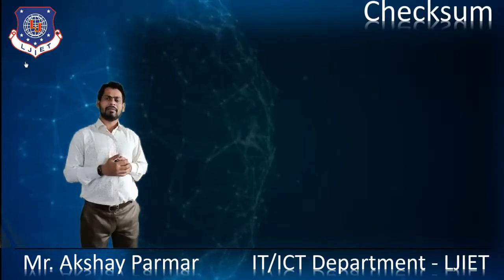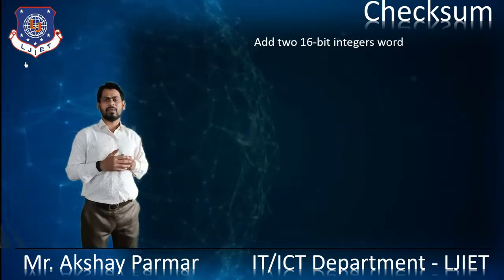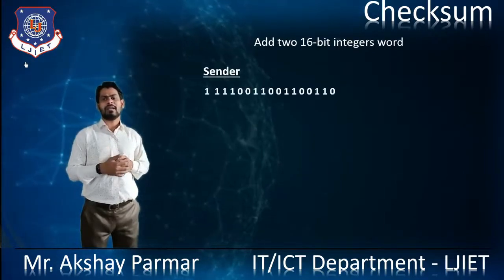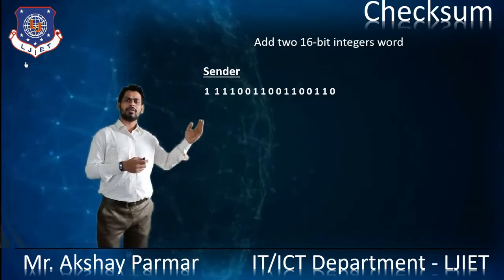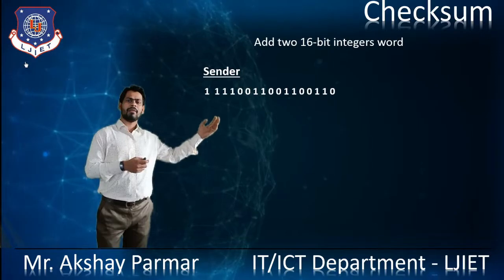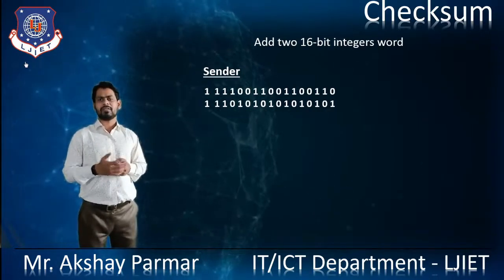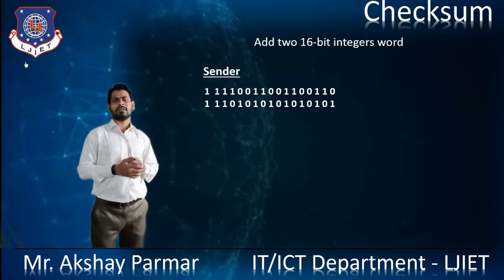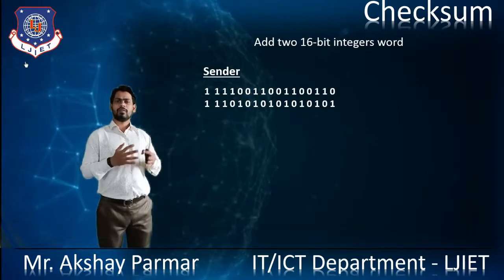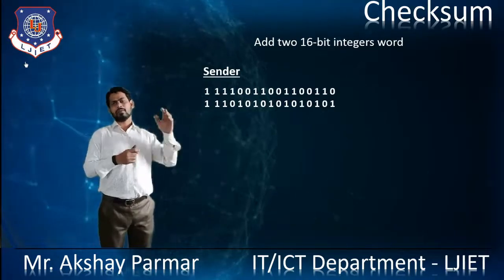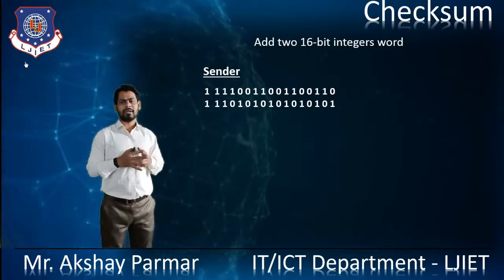Let's have one example of getting the checksum. Add two 16-bit integer words. The sender's data is the first bit sequence, 1000 0011 0011 0010, and the second bit sequence is 1101 0101 0101 0101. Those two are our bit sequences, each 16 bits in length.